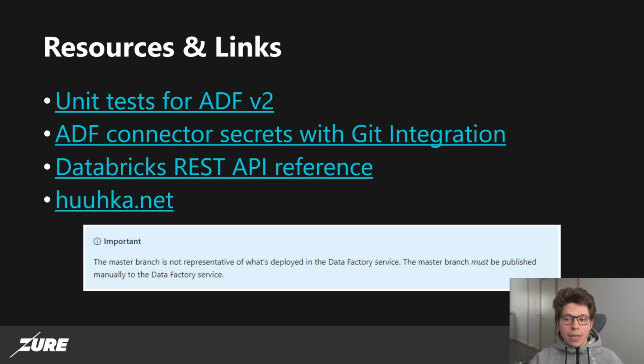And lastly, this is the important part. If you don't take anything else from this presentation but this, try to remember that the master branch is not representative of what's deployed in the Data Factory service, and it must be published manually for the changes to actually move there.